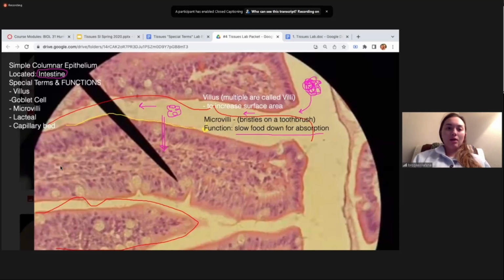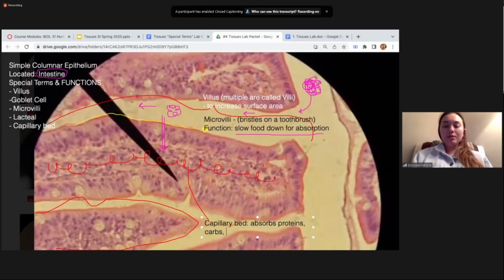So waiting right here is the capillary bed. The capillary bed is at the center of the villus, and that will actually absorb the food. So the capillary bed absorbs proteins, carbs, and nucleic acids. Those are part of the components of the food that you eat. The other thing that's sitting inside of this center, and yes, this is all stuff we could test you on for the lab exam, just to be clear.